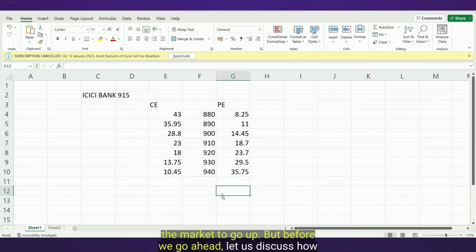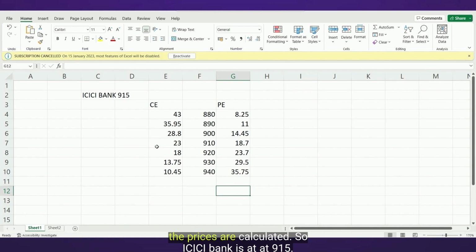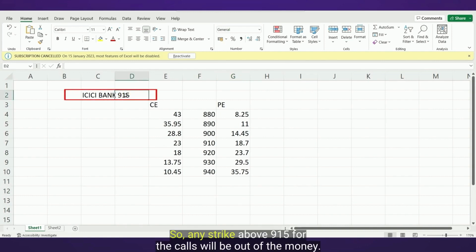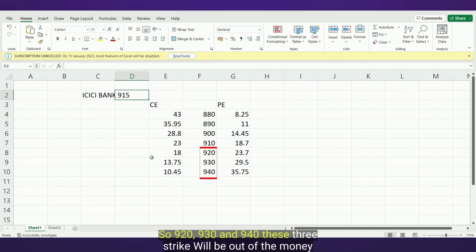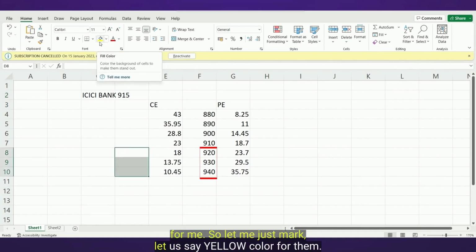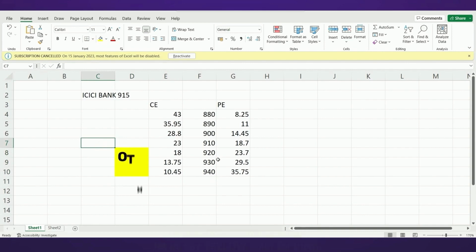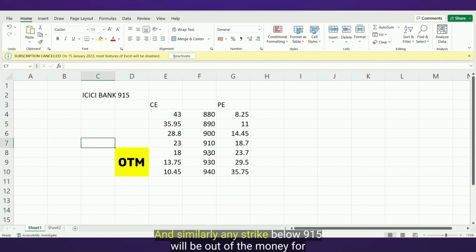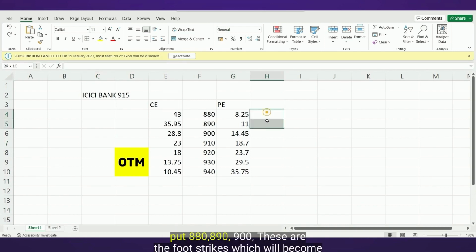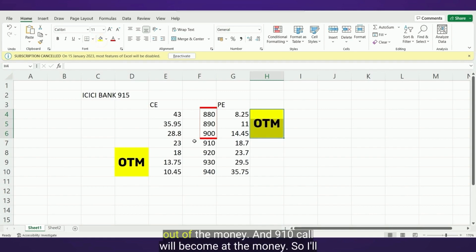But before we go ahead, let us discuss how the prices are calculated. So ICICI Bank is at 915. So any strike above 915 for the calls will be out of the money. So 920, 930 and 940, these three strikes will be out of the money for me. So let me just mark, let us say yellow color for them. And similarly, any strike below 915 will be out of the money for put. 890, 880 and 900, these are the put strikes which will become out of the money.